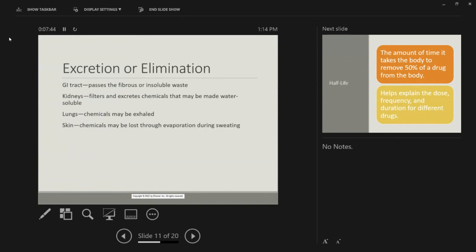Excretion is removing the waste products from the body. Fibrous or insoluble waste is usually passed through the GI tract and excreted as feces. Chemicals that can be made water-soluble are dissolved and filtered out as they pass through the kidneys and are then lost in the urine. If a patient has poorly functioning kidneys, water-soluble metabolites can build up in the body and become toxic if they cannot be excreted in the urine. This is one reason why it's so important for you to monitor the urine function of very ill patients.